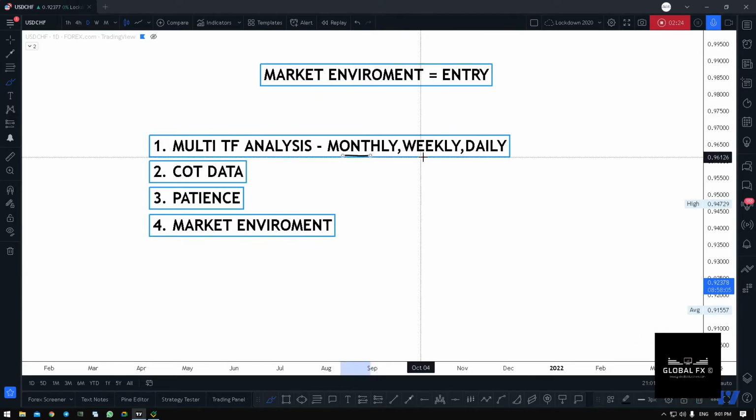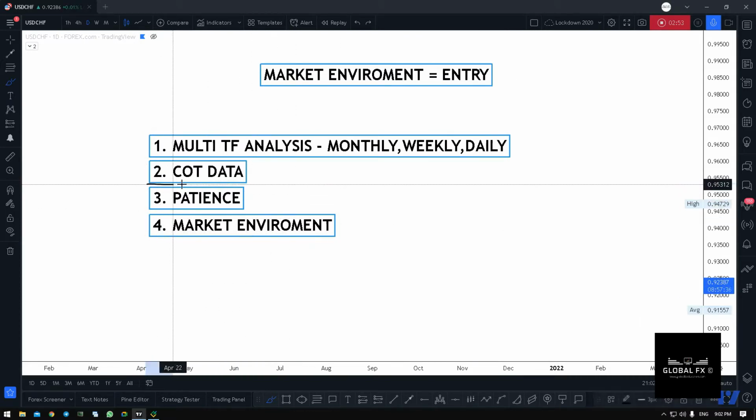If the monthly looks bearish, the weekly should look bearish and the daily should look bearish. Okay, if the monthly is bullish, weekly should be bullish and the daily should be bullish. So very easy. If they do not line up, then it's better to sit and wait. Okay, doing your multi-time frame analysis will help you to understand where the market is going.